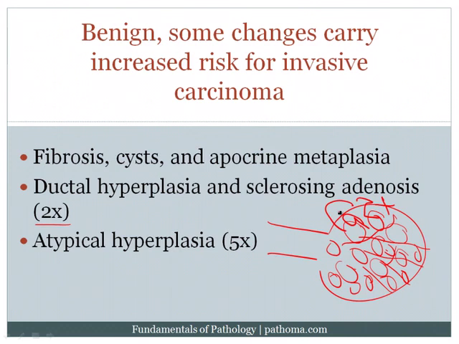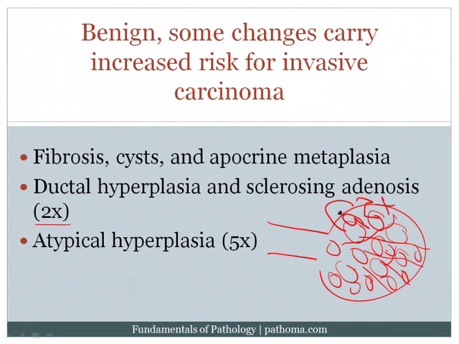A woman goes for a mammogram, there's increased calcifications, and so a biopsy is performed, and it actually turns out to be sclerosing adenosis. Again, sclerosing adenosis is benign in and of itself, but it portends an increased risk for the future development of breast cancer.